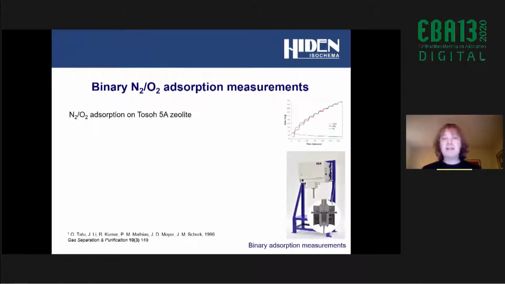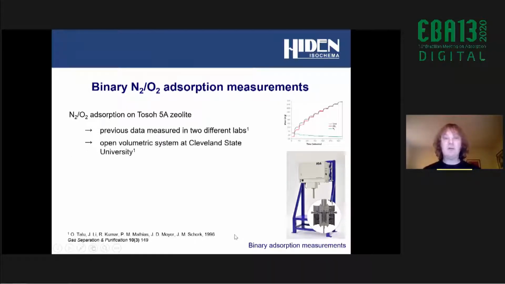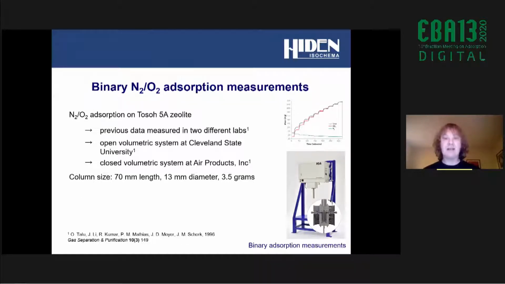So to validate the technique, we've chosen to make binary nitrogen and oxygen adsorption measurements on a commercial 5A zeolite. We chose this because Orhan Talu, who we're working with on this, published data on this sample back in 1996, and he still had some of the sample available. The study included measurements made on an open volumetric system at Cleveland State University, but also measurements made on a closed volumetric system at Air Products Inc. in Allentown in the US.